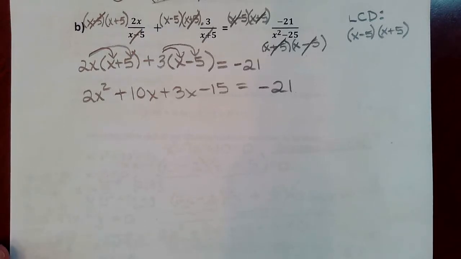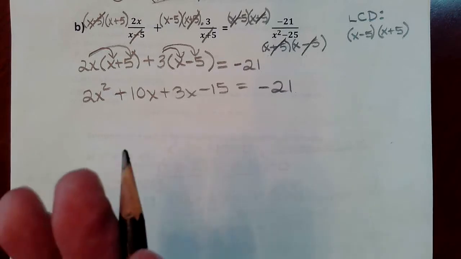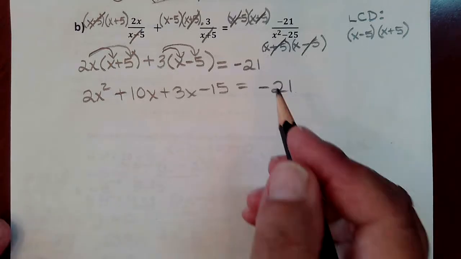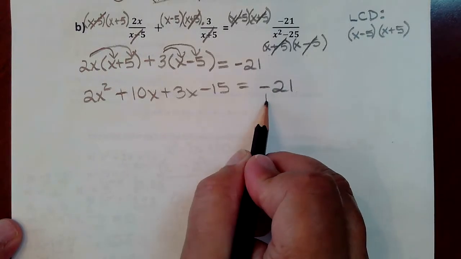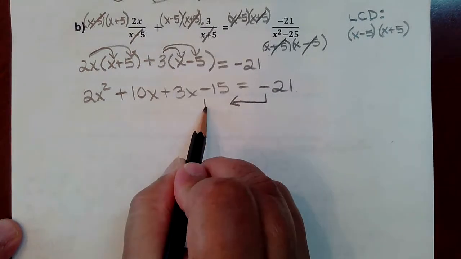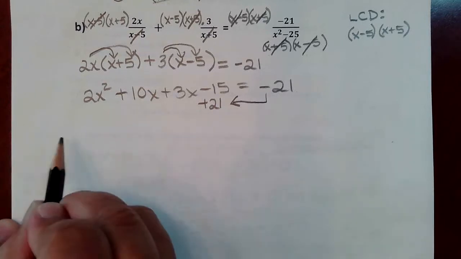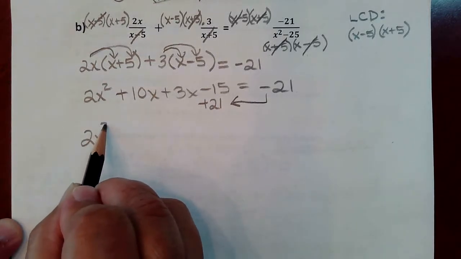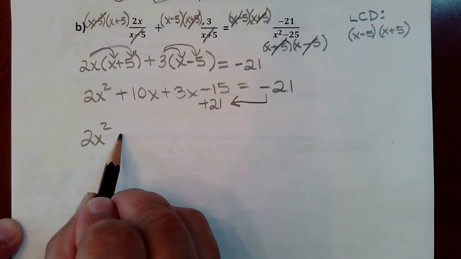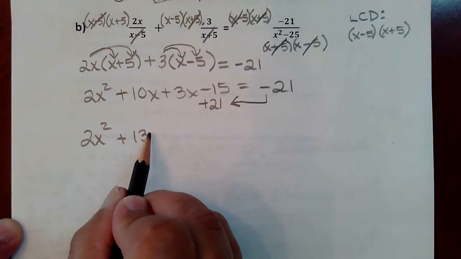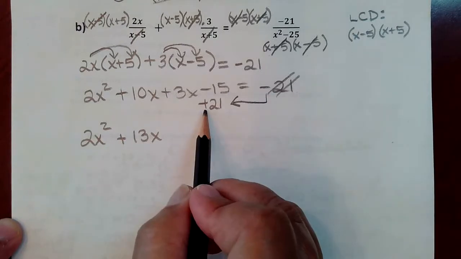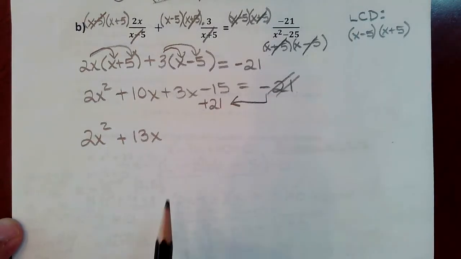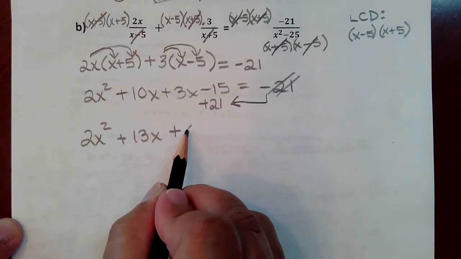So now you've gotten rid of the parentheses. You're going to bring everything to one side, because you're most likely going to either do factoring or the quadratic formula. You can use other methods if they apply. So when I bring this over here, it becomes positive 21. That gives you 2x squared. When you combine those x's, you have 13x. And when you combine these constants, since the negative 21 is now over here as a positive 21, you have positive 6.